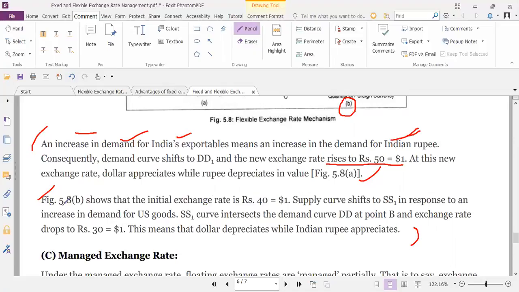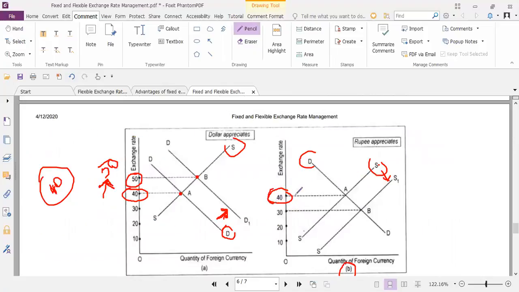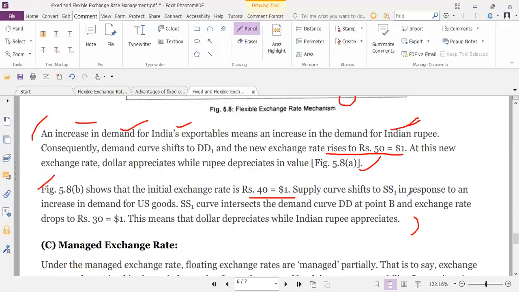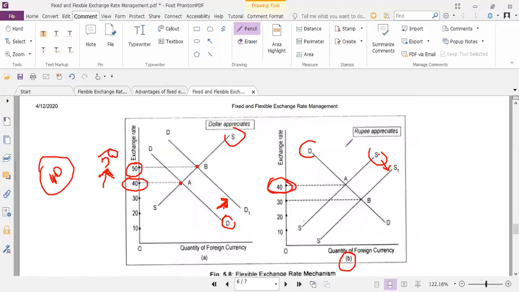The second graph, that is 5.8B, shows that the initial exchange rate is again 40. Here also initial is 40 rupees. You can see here, 40 rupees is equal to $1. Then the supply curve shifts to SS1 in response to an increase in demand for US goods. So here we are demanding more of US goods, and the supply curve will therefore fall here. It means that the supply in the domestic market is decreasing as we are importing more US goods, right?